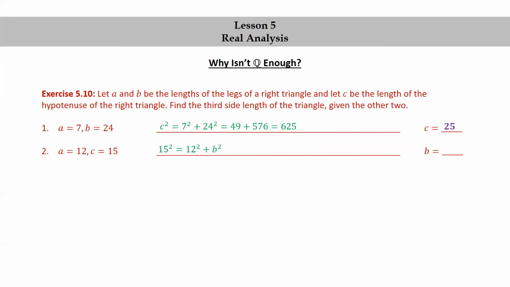a equals 12 and c equals 15. 15 squared is equal to 12 squared plus b squared. So 225 is equal to 144 plus b squared. Therefore, b squared is 225 minus 144, which is 81. So b is equal to 9.